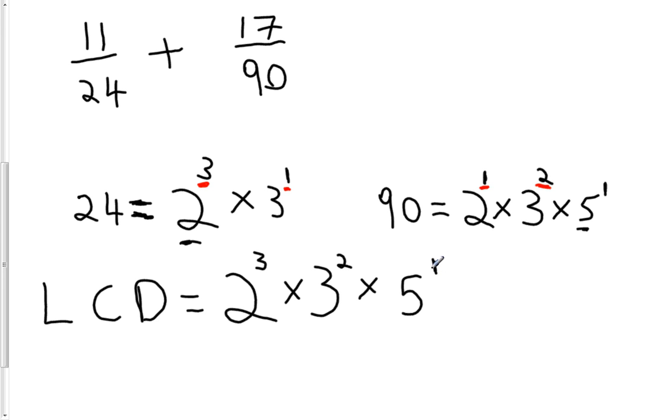And this is actually the prime factorization of our LCD. So if we multiply these numbers, we will have our LCD, and that number is 360. So the least common denominator here is 360. And that is the process of finding the least common denominator using prime factorization.